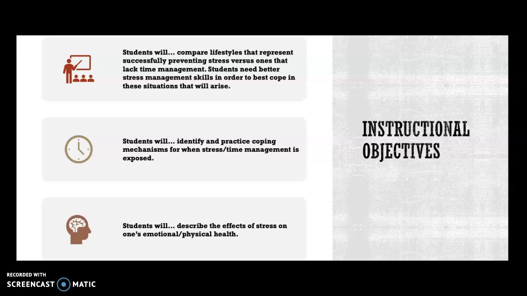Second, we have students will identify and practice coping mechanisms for stress and time management when that is exposed. And third, we have students will be able to determine the effects of stress on one's emotional and physical health, because this is a very valid thing, and it is a real thing.